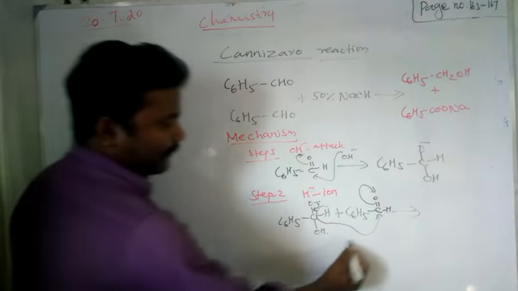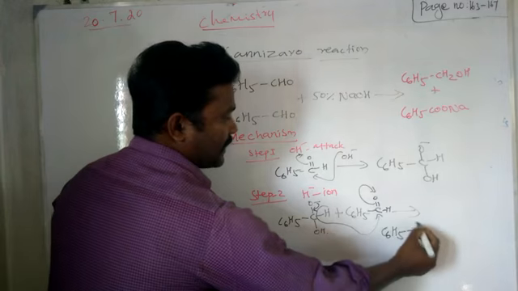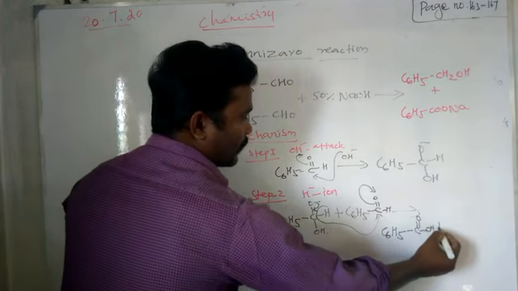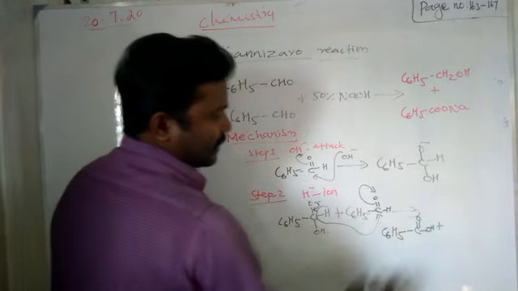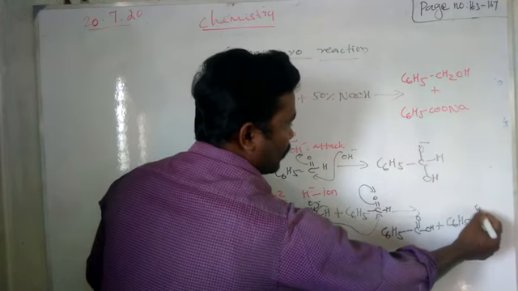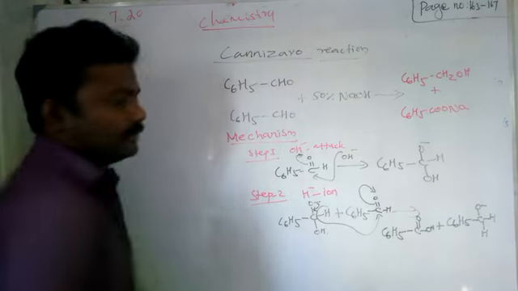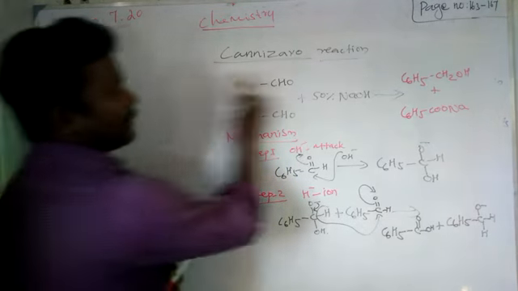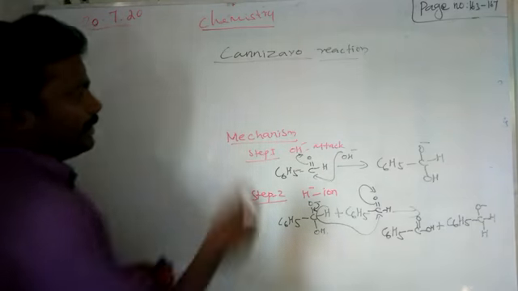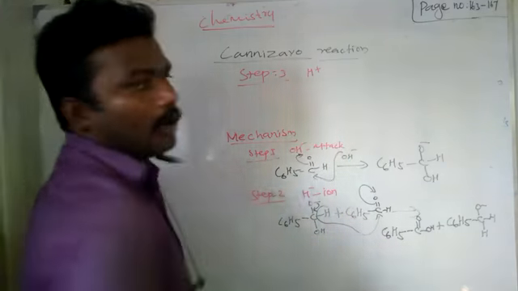So what are the products? C6H5 C double bond O, then OH. Here I have written it at the bottom, you can write it like this. Then another reactant, C6H5 C O minus, with one hydrogen, the newly added hydrogen at the bottom. Okay. Now step 3. At the bottom it may not be visible, so I am writing at the top. Step 3, proton transfer.